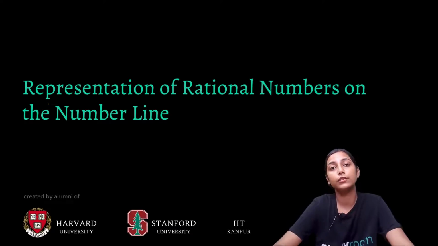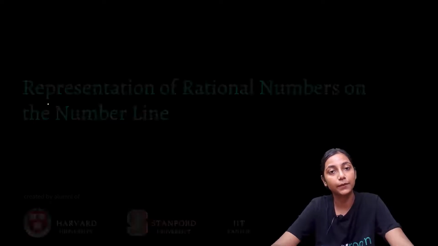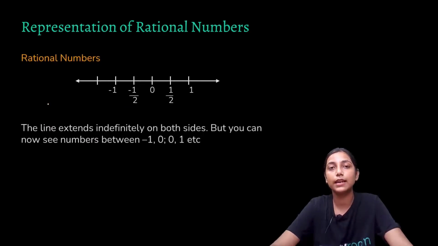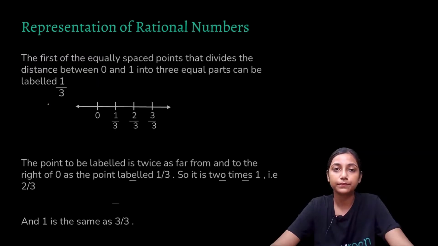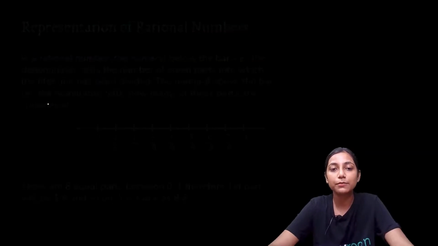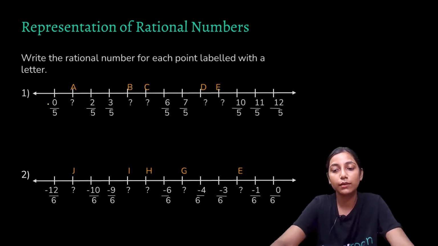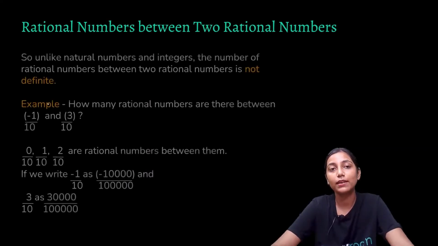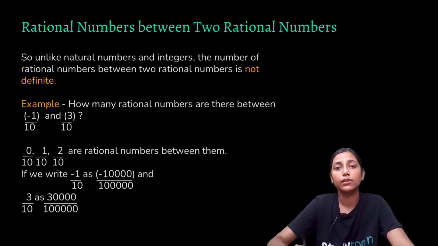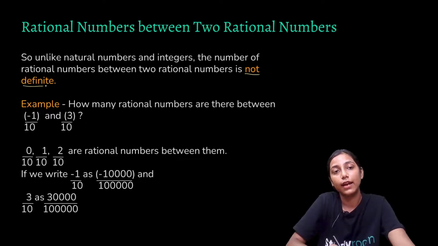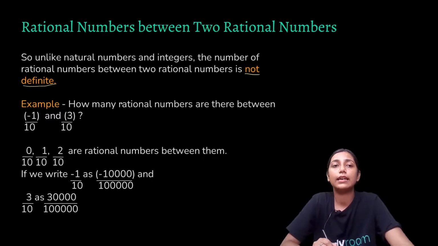At last, what we did was the representation of rational numbers on the number line. First of all, we did the representation of natural numbers, whole numbers, and integers on the number line. And then we came to represent rational numbers on the number line. We studied how rational numbers will be written and represented on the number line. We also came to know how many rational numbers are between two rational numbers: the number of rational numbers between two rational numbers is not definite. Unlike natural numbers and integers, there are infinite rational numbers between any two rational numbers.